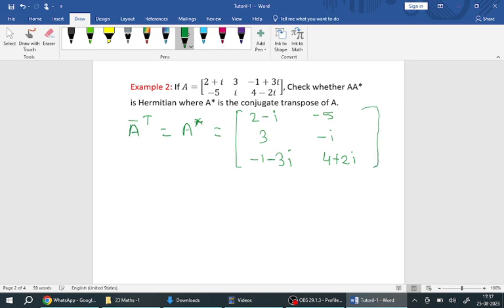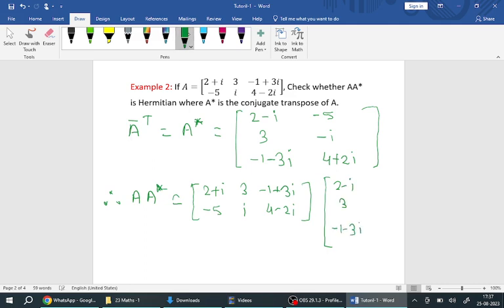Now we should find A into A star. To get A into A star matrix, first you write the matrix A here. The matrix A is 2 plus i, 3, minus 1 plus 3i, minus 5i, and 4 minus 2i. So this is the matrix A into this A star matrix. This A star matrix is 2 minus i, 3, minus 1 minus 3i, minus 5 minus i, 4 plus 2i. So this is the A star matrix.